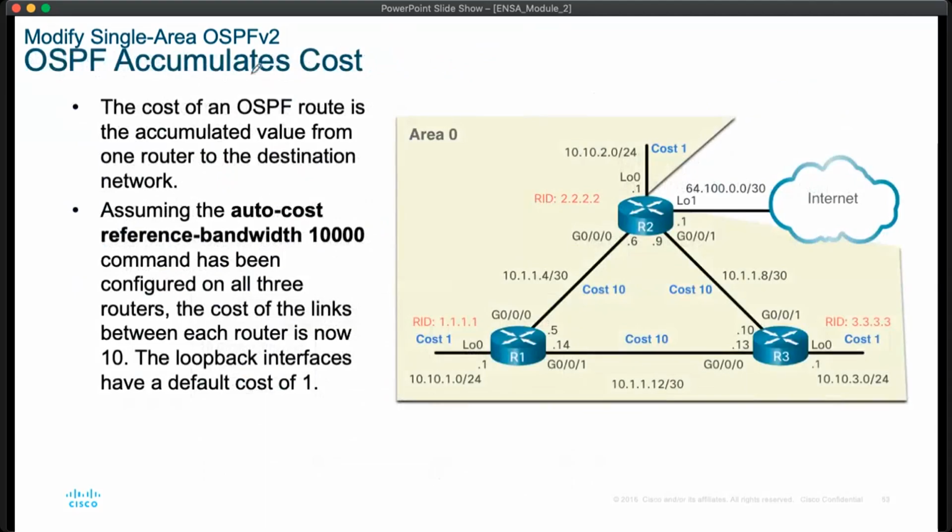OSPF accumulates cost. The cost of an OSPF route is the accumulated value from one router to the destination network. Assuming the auto-cost reference-bandwidth 10000 command has been configured on all three routers, the cost of the link between each router is now 10. The loopback interfaces have a default cost of 1. So this is the example.